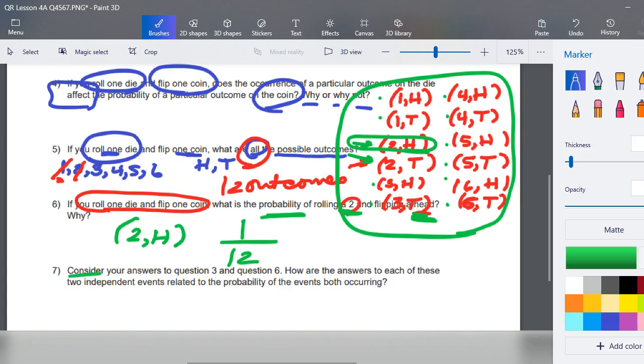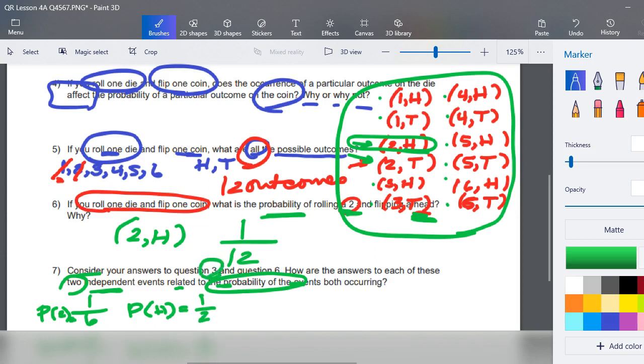Number 7, consider your answers to question 3 and to question 6. How are the answers to each of these two independent events, coin flipping and die rolling, related to the probability of the events both occurring? So back on question 3, I believe it was, I better look. On question 3, it was asking, what's the probability of rolling a 2 on a die? And we said 1 out of 6. And then we said, well, what's the probability of getting heads on a coin? Well, 1 out of 2.